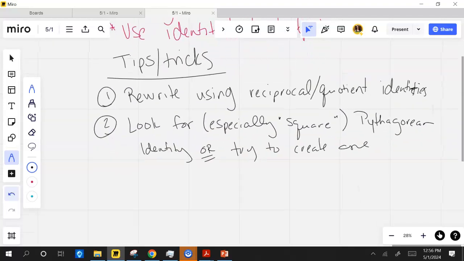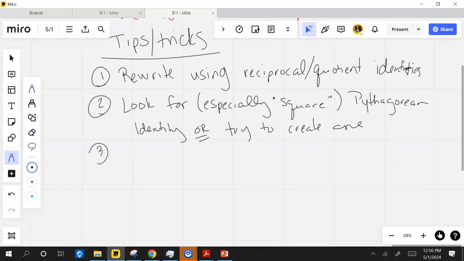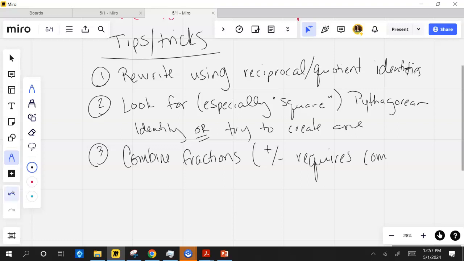Third is going to be y'all's favorite. Try to combine fractions. Remember, addition or subtraction requires a common denominator.